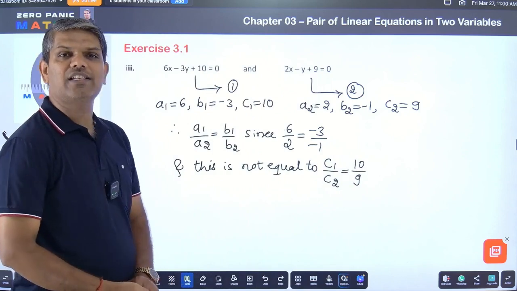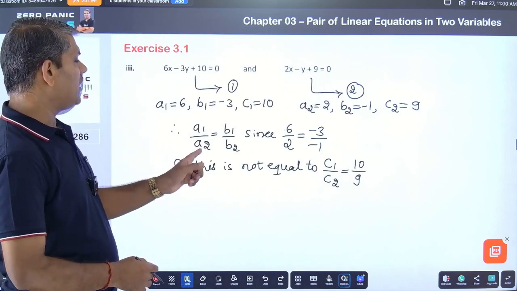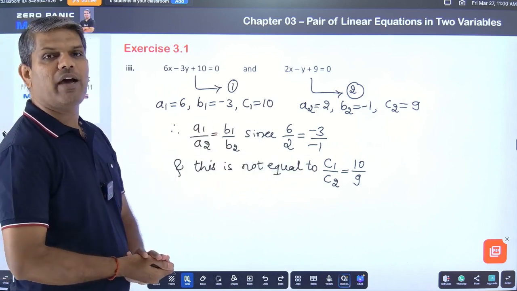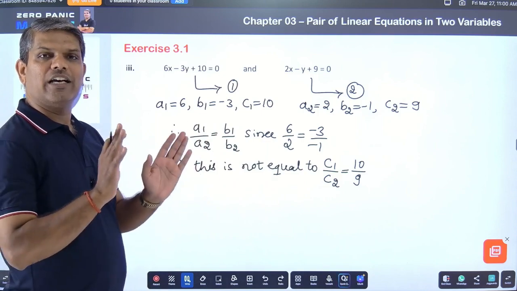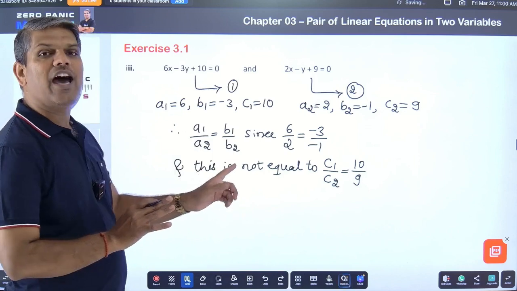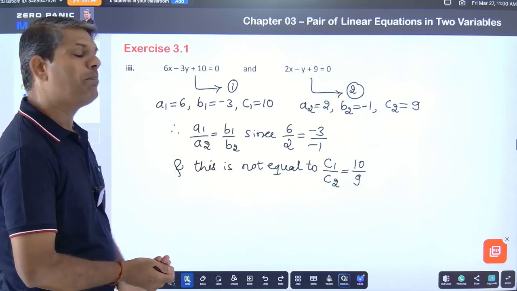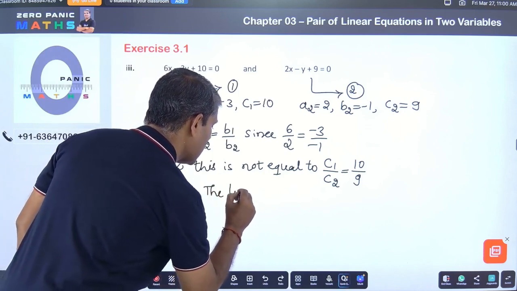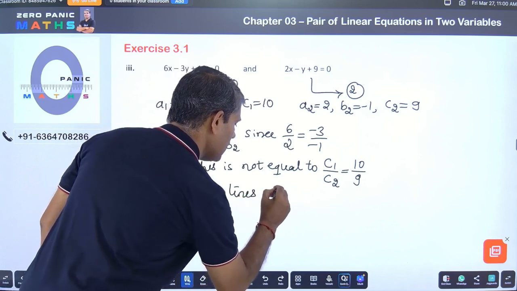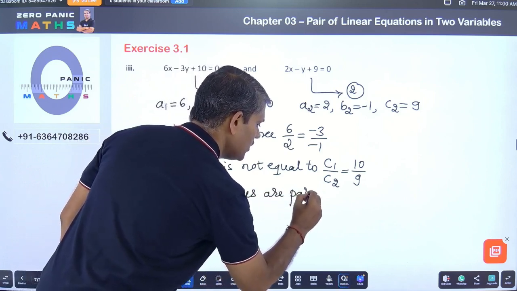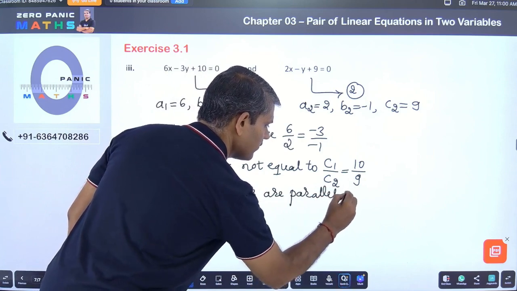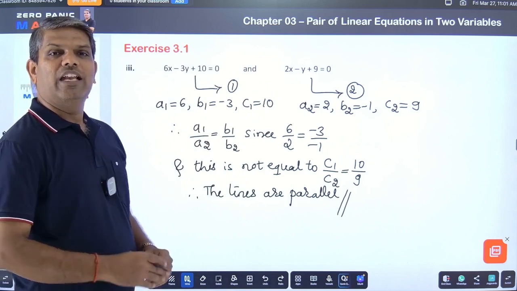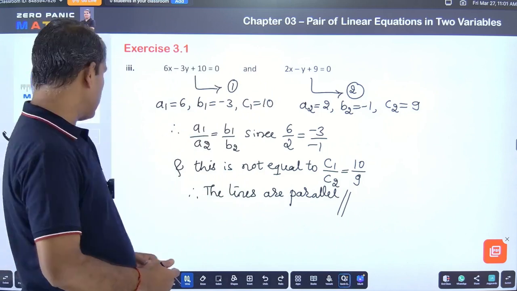So what is this condition? It tells us that A1 by A2 is equal to B1 by B2, but that is not equal to C1 by C2. So therefore, with the given conditions, the lines are parallel to each other. This is our solution. Fine. Let us move to the next set of questions.